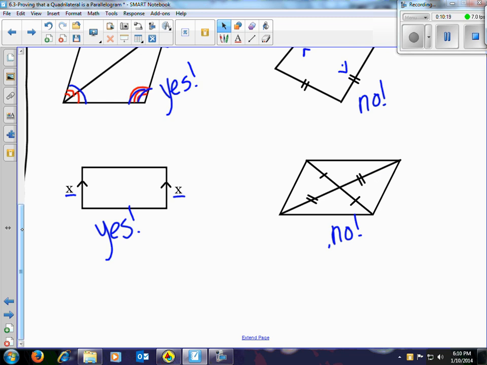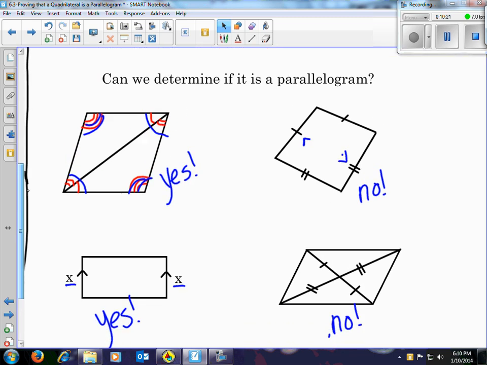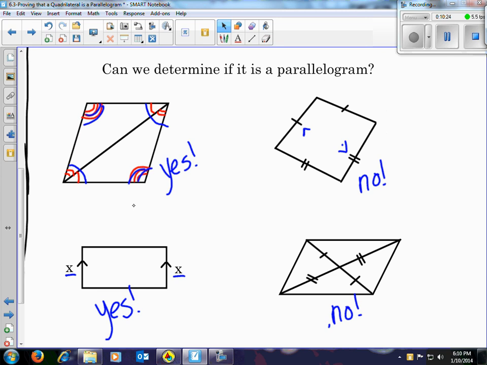Now, I hope you wrote down those theorems because when you're doing your homework in class, you're going to want all of those in order to do problems like this.